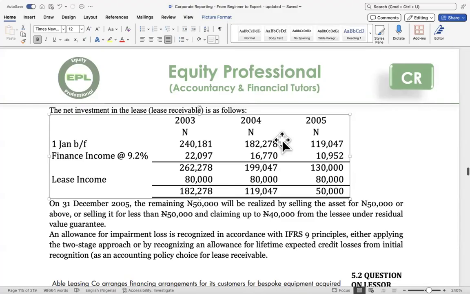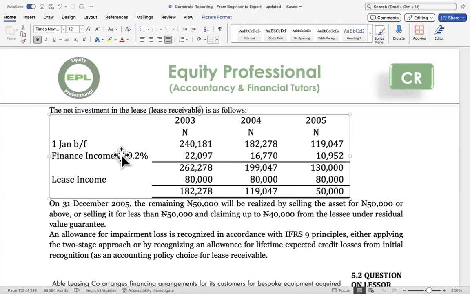Then I run the same thing over and over again for 2004 and 2005. Then I have a balance here at the end of 2005 of 50,000. What I just need you to note here is that this is the same thing as we did for lease liability, nothing different. So this lease income comes after we have added finance income, and that's because the rent is paid at the end of the year. That's when the landlord or the lessor receives the rent.